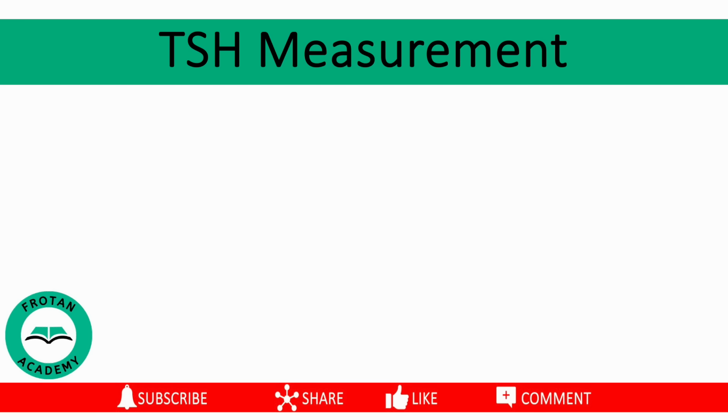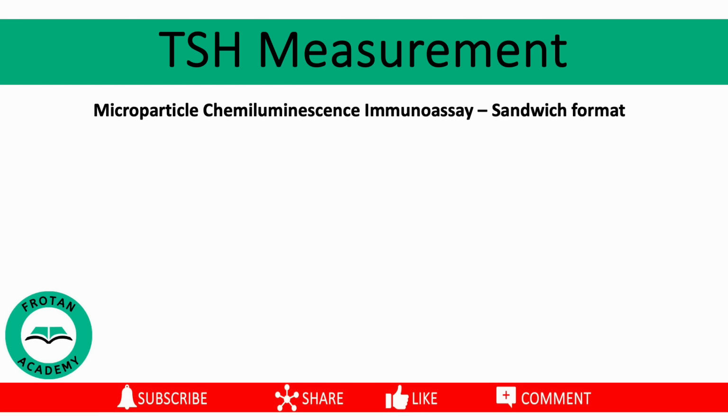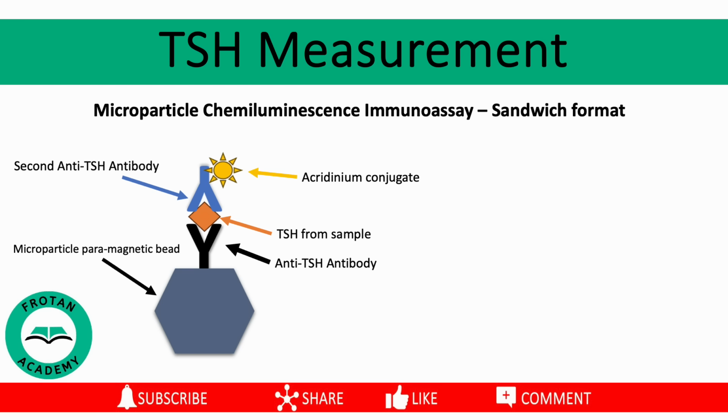Let's now briefly go through the principle of one variation of chemiluminescence immunoassay method, which is a two-step sandwich immunoassay that uses magnetic microparticles to measure TSH. In the first step, the anti-TSH antibodies coated on the surface of the magnetic microparticles bind to the TSH from the sample and immobilize it on a solid surface. The mixture is then washed under a magnetic field, which allows the removal of unbound materials.